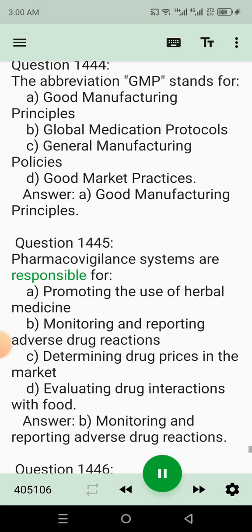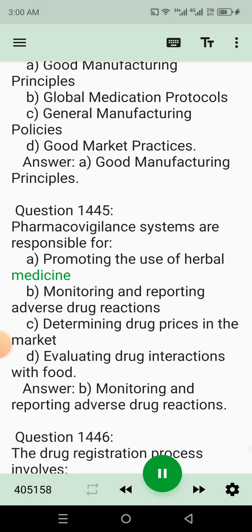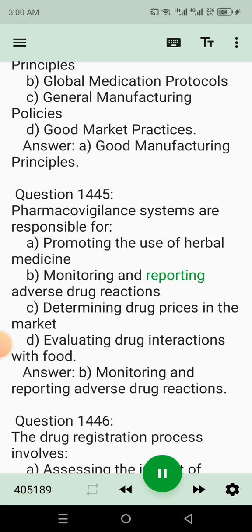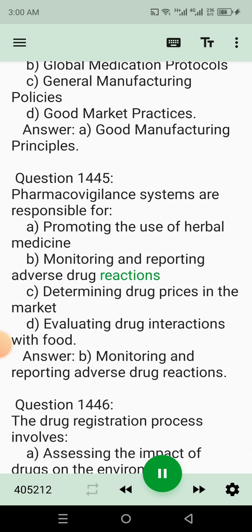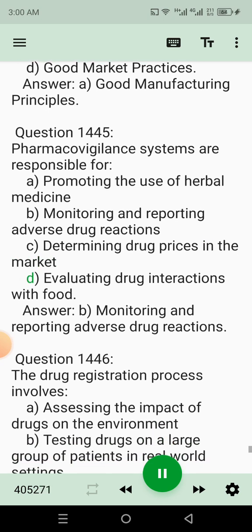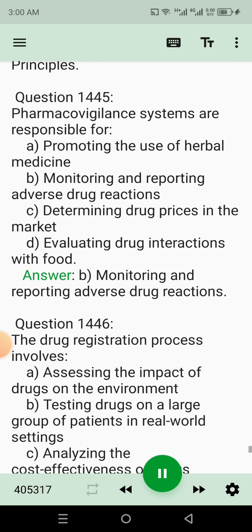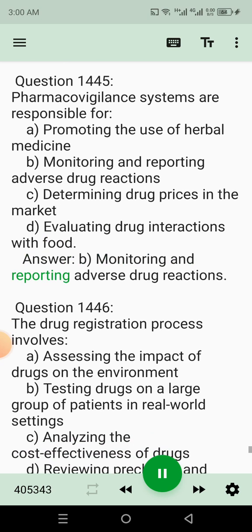Question 1445. Pharmacovigilance systems are responsible for A. Promoting the use of herbal medicine. B. Monitoring and reporting adverse drug reactions. C. Determining drug prices in the market. D. Evaluating drug interactions with food. Answer. B. Monitoring and reporting adverse drug reactions.